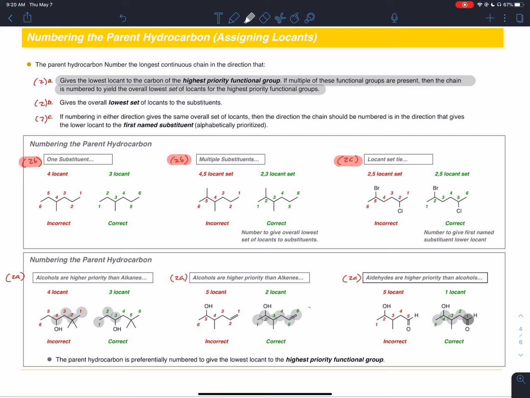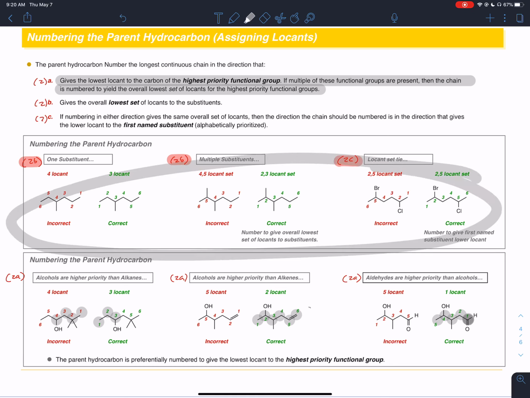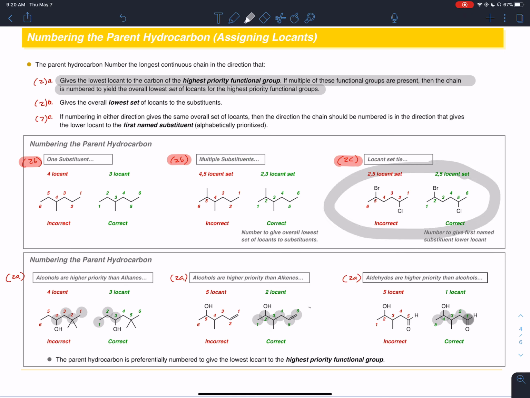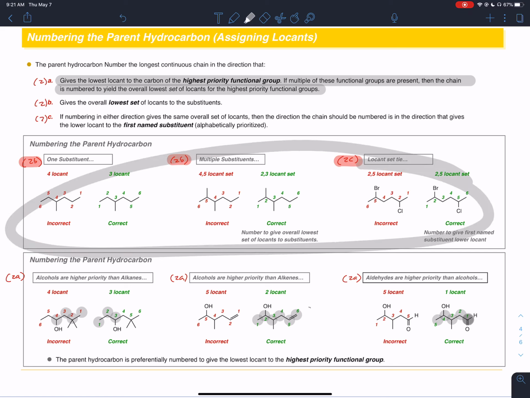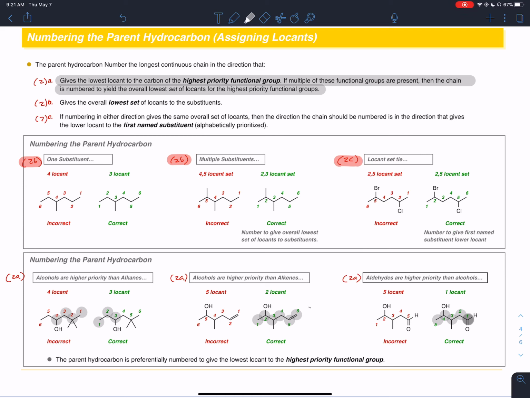So let's say that numbering in either direction gives you the same locant for that highest priority functional group, or you're dealing with an alkane. Possibly there's some alkyl halides present, meaning we have chlorines, bromines, fluorines, or iodines. Remember, those are actually just named as substituents, so they're not considered a functional group in the IUPAC system. If we're looking at molecules like these, we can just default to 2B, which is saying let's give the overall lowest locant set to the substituents. So let's look at two examples of 2B.